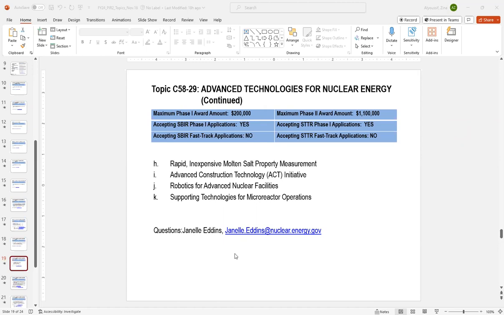With this topic, we're looking to partner with small businesses to evaluate and develop methods, processes, or technologies that can significantly improve the cost and schedule outcomes for advanced nuclear construction. I encourage you to take a look at the NRIC ACT website, which was provided in the topic description, to familiarize yourself with the projects that are currently being supported by NRIC. We're looking for applicants to propose activities that either are completely different from the technologies and processes that we are already developing, or are complementary to our ongoing projects.